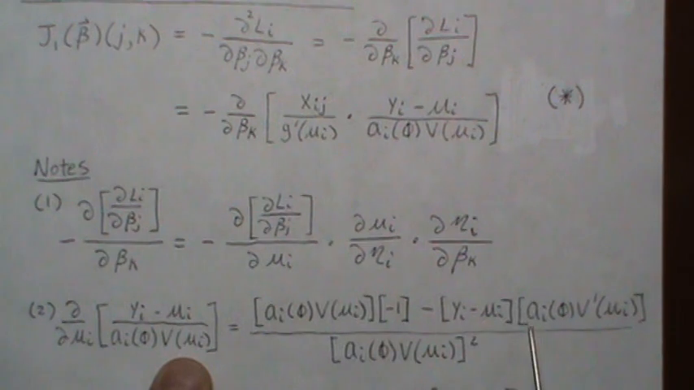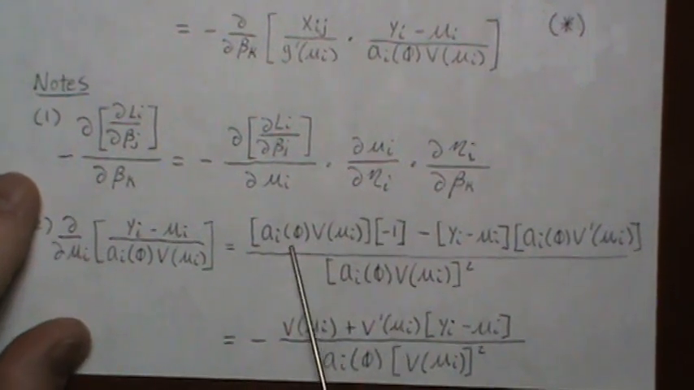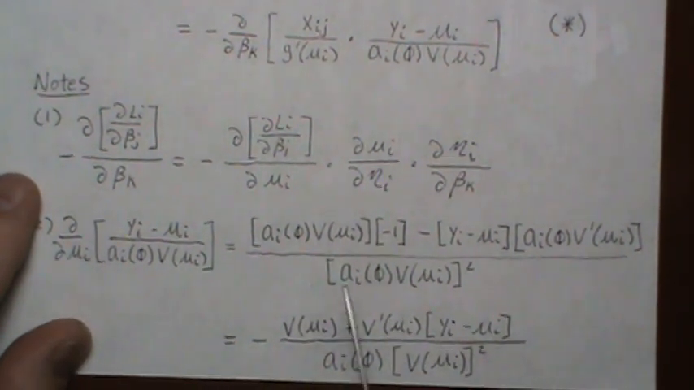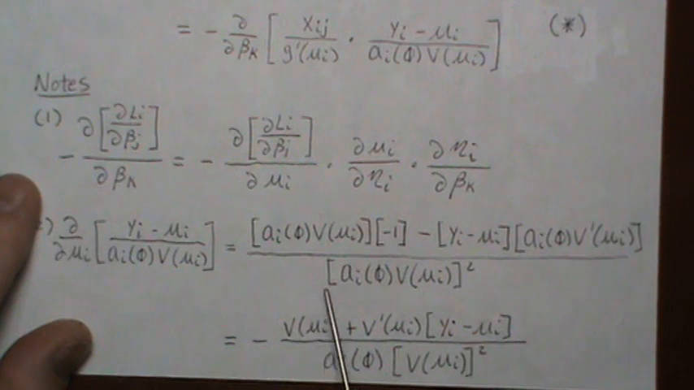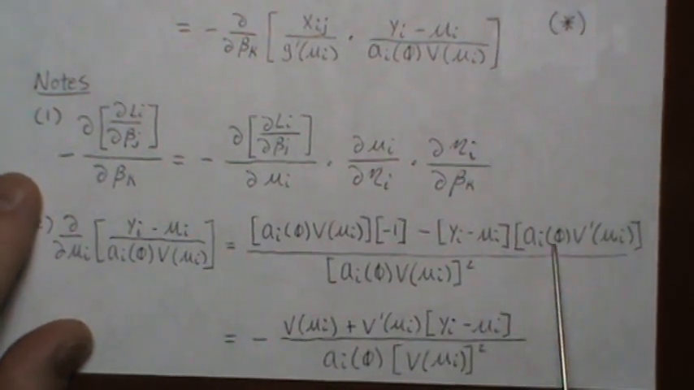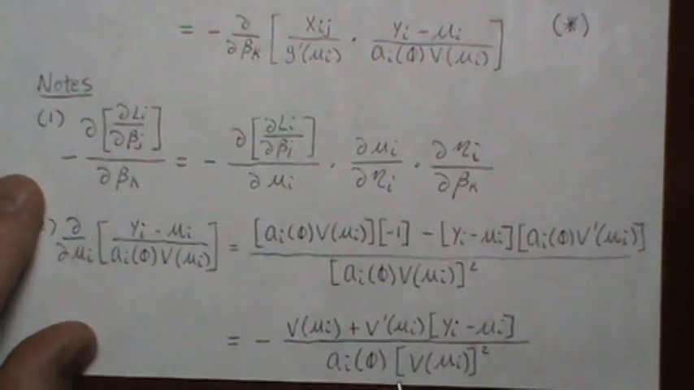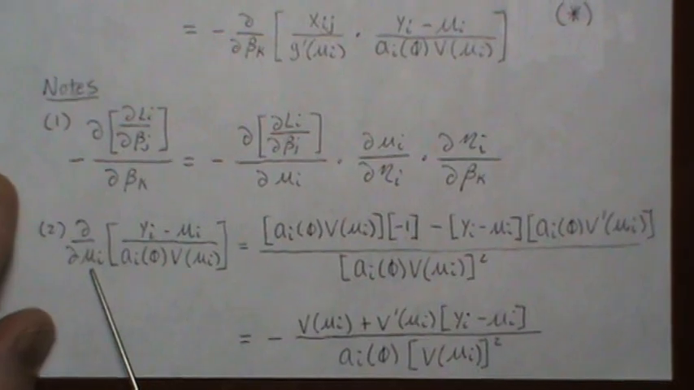So there's an a_i that can be factored out and canceled with one of those, and then we have a minus, and there's a minus, so I take the minus out front, and we're left with this over that, and this piece over that. Notice the a_i was factored out. So that's the partial derivative with respect to mu i.